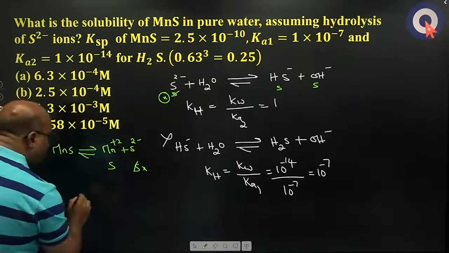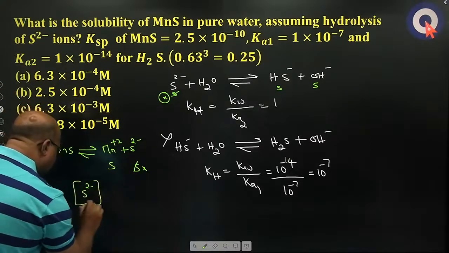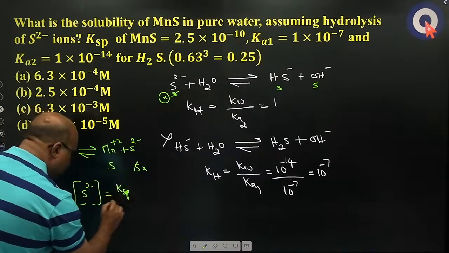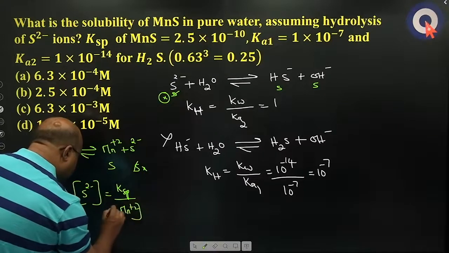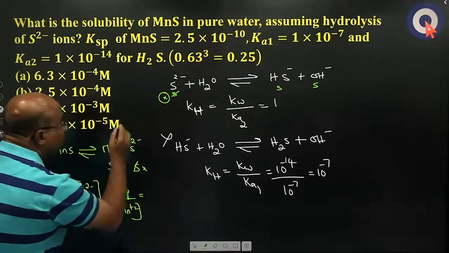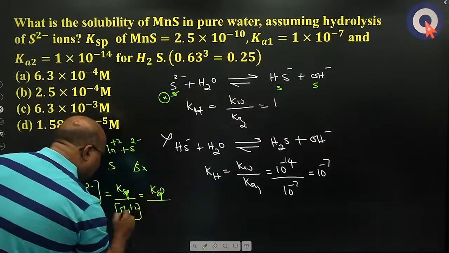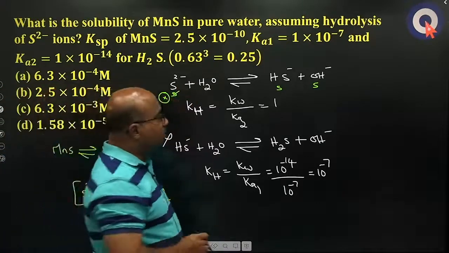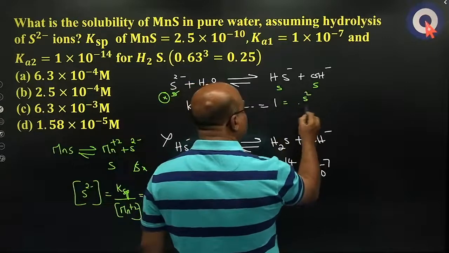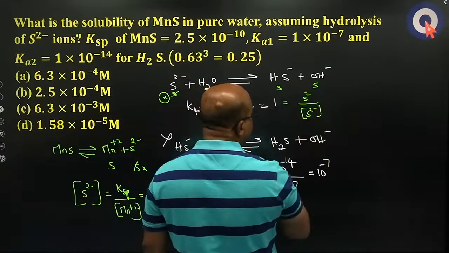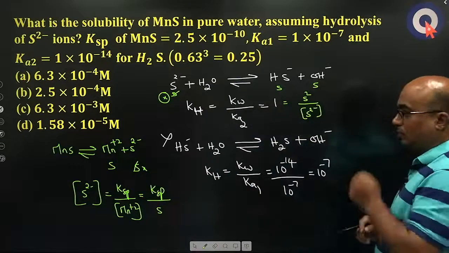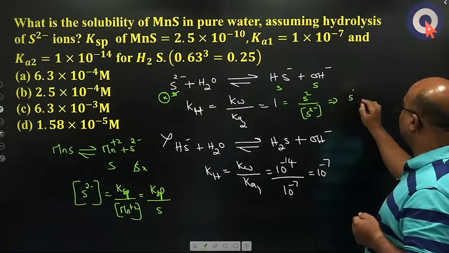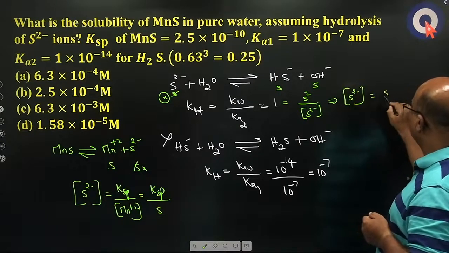So what is your sulphide ion concentration? Sulphide ion concentration is nothing but here Ksp by Mn plus 2, because you have to simplify the things. So Ksp value is already there. Let us write later. Ksp by Mn plus 2, that is nothing but now S. But here what is the sulphide ion concentration? This is nothing but now S square by sulphide ion concentration. Okay. So what is the sulphide ion concentration from here? The sulphide ion concentration from here is nothing but the S square.